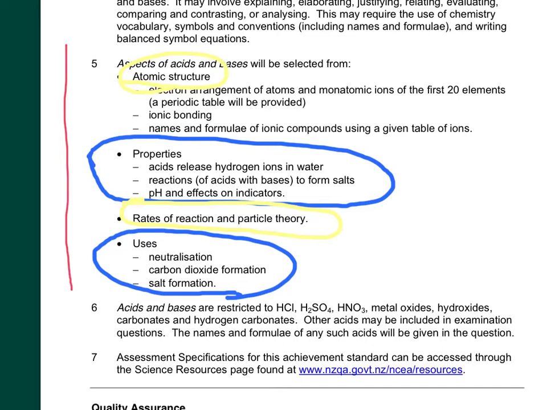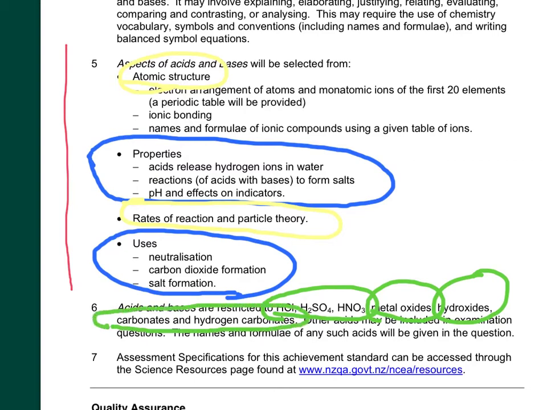And then the last thing to look at, if you look in section 6, it actually tells you which are the main acids you need to use, which kind of bases, the metal oxides and the hydroxides, and it mentions that you also need to understand about carbonates and hydrogen carbonates. So that last section, section 6, is the one that just tells you which are the important compounds to study.